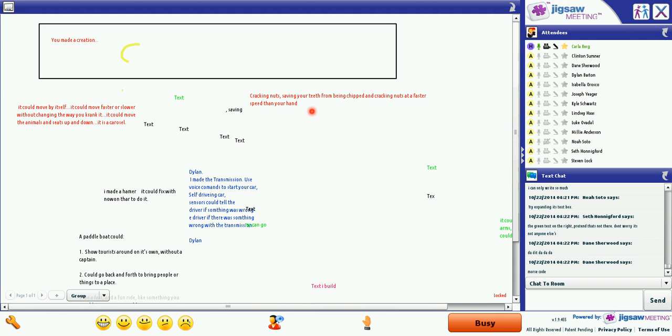Over here in red, we have cracking nuts, saving your teeth from being chipped, cracking nuts at a faster speed than your hand. If I made a hammer, it could fix with no one there to do things. Very good. We have Dylan's. I made the transmission. It uses voice commands to start your car. It could have a self-driving car. Sensors could tell the driver if something was wrong with the transmission.